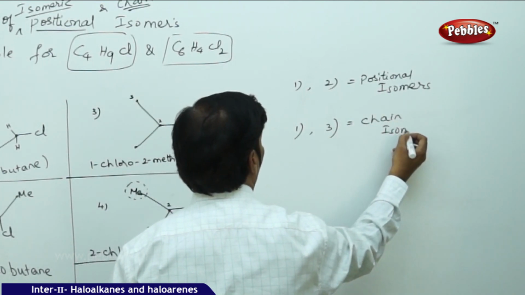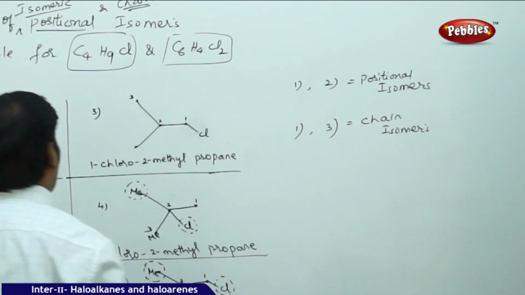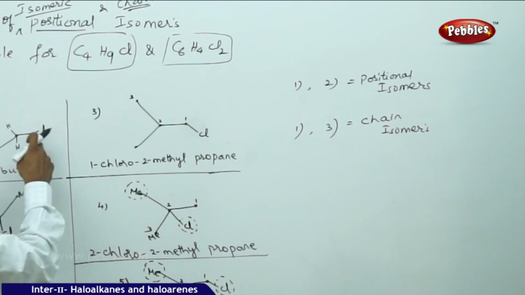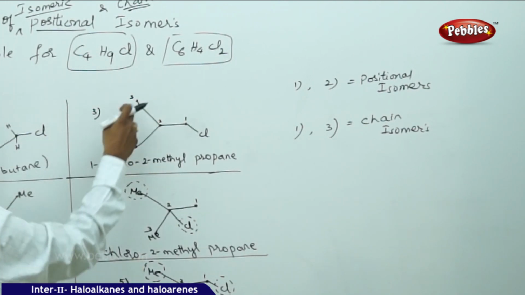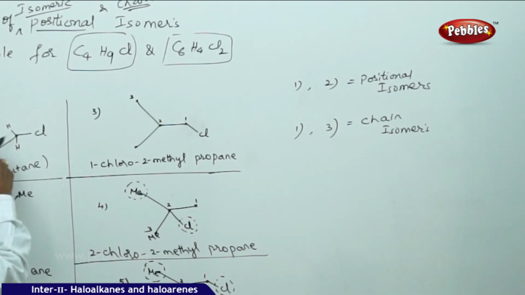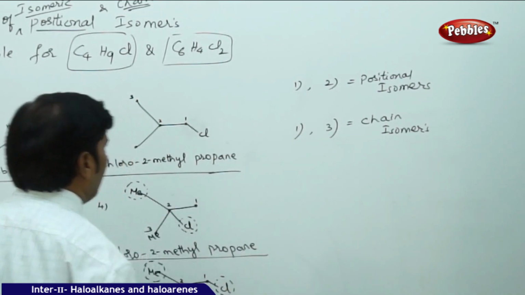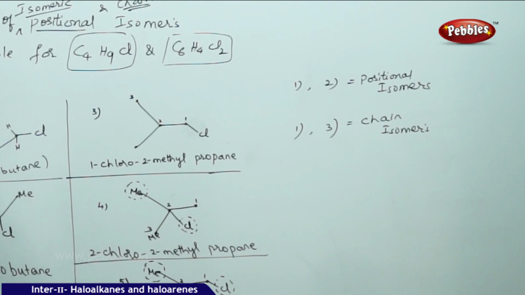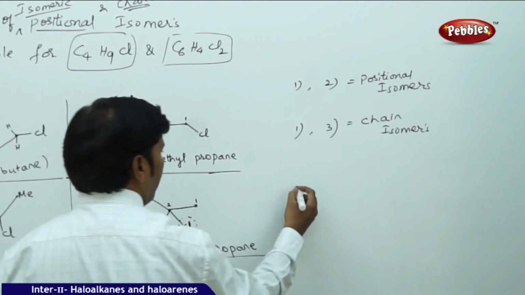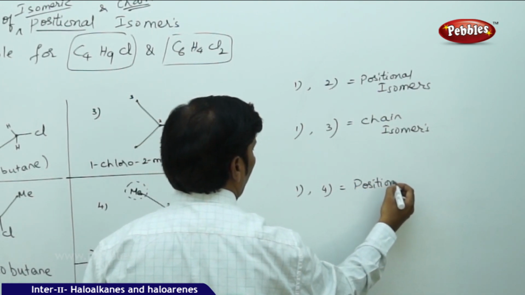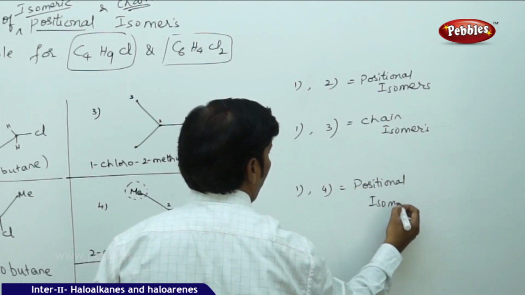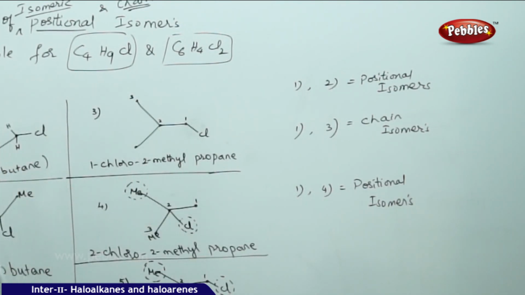They are chain isomers because the position of the chloro group is not changing. Here the chloro group is in the first position, here the chloro group is in the second position. In the 1 and 3 structures you can find a branch. In the third structure you are finding a branch, but in the first structure there is no branch. That's why we can outright say that 1 and 3 are chain isomers. Again, if you compare 1 with respect to 4, yes, definitely 1 and 4 are positional isomers.